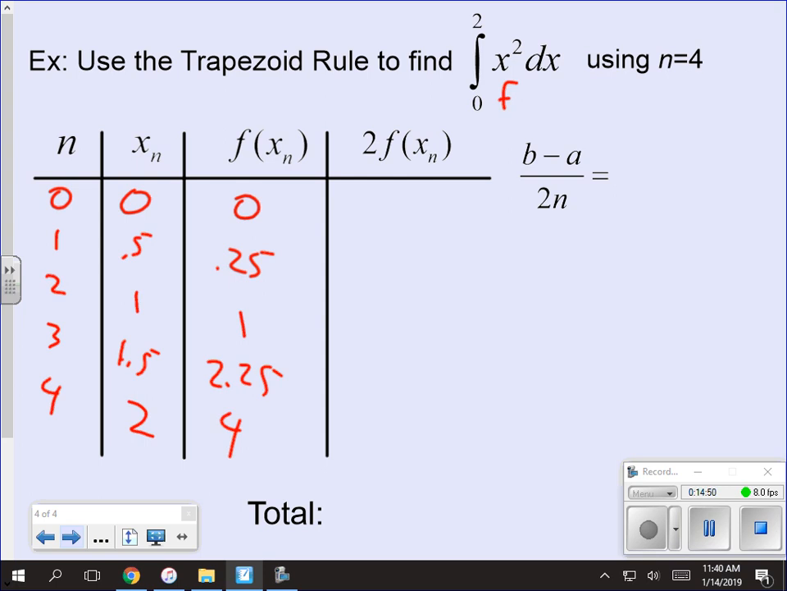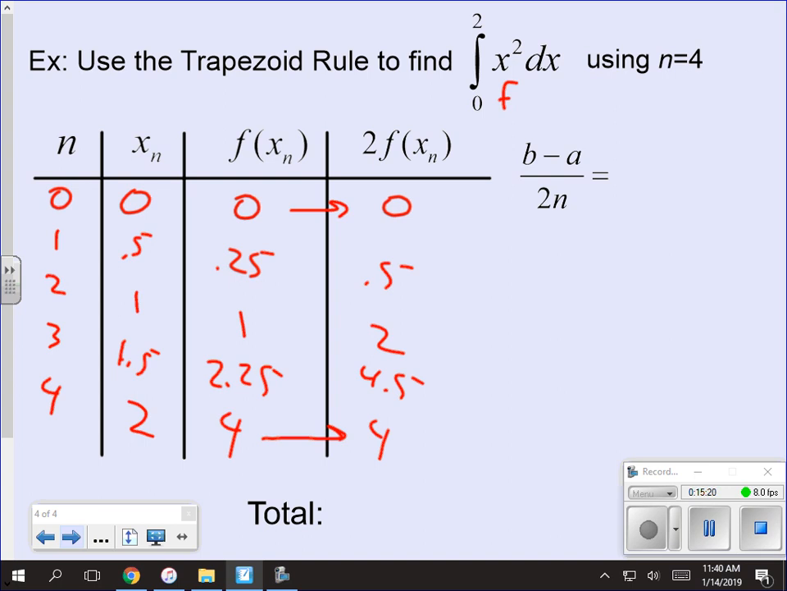Now, when we do the formula, we double all of those except for the first and last. So here's what I do. I take the first one, just bring it over. Take the last one, just bring it over. Take the others and double it. So I get 0.5, I get 2, and I get 4.5.